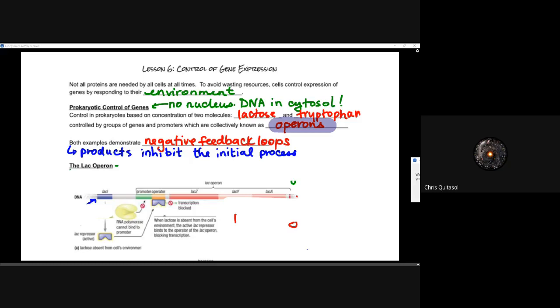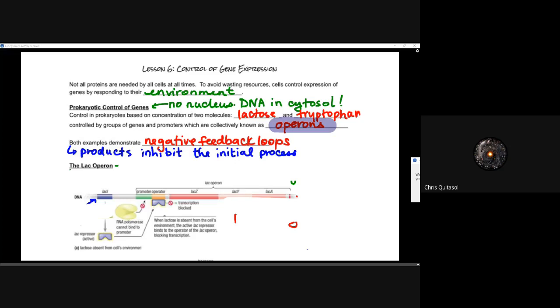Those products inhibit the initial process. So the more of those products that are produced, the more likely it's going to inhibit the production of those products at a later date. Those are the negative feedback loops that we've looked at. We've only looked at it in the context of enzymes, but now we're going to connect it all to the genetic components of a cell.